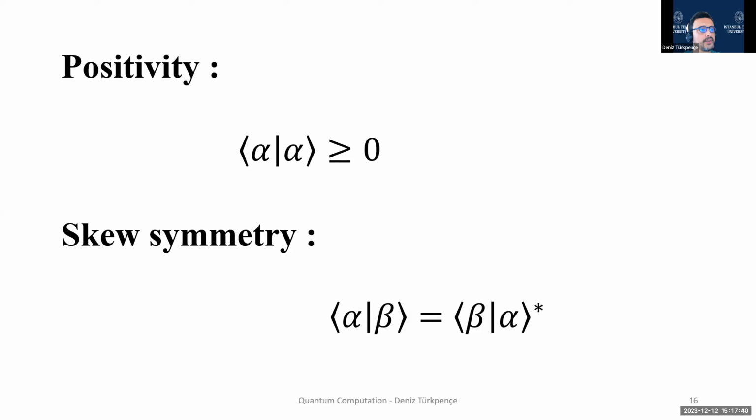The first one is that if you take the inner product of the same vector with itself, you obtain a positive number, which is known as positivity. And the inner product in reverse order is equal to its complex conjugate, okay? Which is known as skew symmetry.